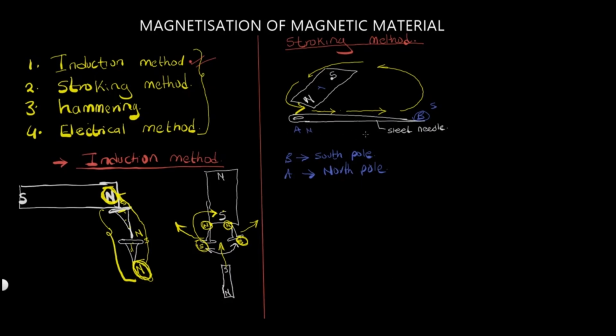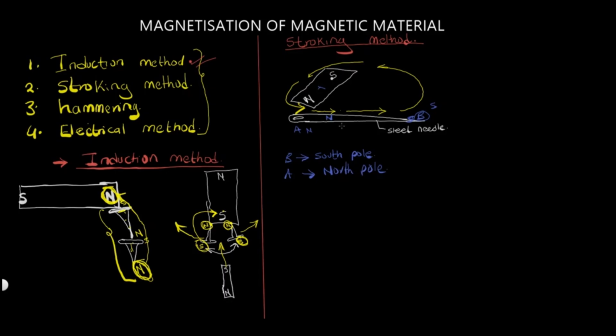The disadvantage of using this method is that it produces magnets in which one pole is nearer to the end of the magnetized material than the other. On one side, the pole will be nearer to the end than the other. For example, this part becomes the south pole, but the north pole will not be at the farthest end. The north pole can be around here. So it produces magnets in which one of the poles is farther from the end than the other. Normally, to counter that disadvantage, we use the double stroke method.